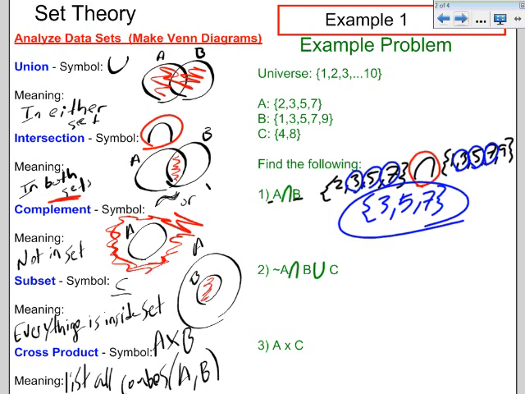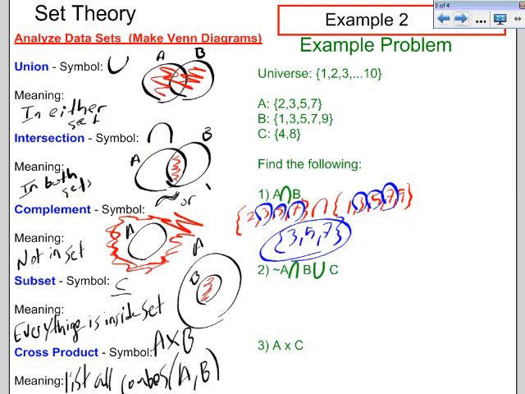Alright, the second example is saying the complement of A, intersection of B, union C. So you just follow PEMDAS in a way, you just go left to right. So the first thing you'd want to do is identify what's the complement of A. Well, complement means not in the set. So you're going to look at the universe of your numbers, 1 through 10. Those are all the numbers we have. And what's not in A would be the numbers 1, 4, 6, 8, 9, and 10. Those are the numbers that are inside the universe, but not in our data set.